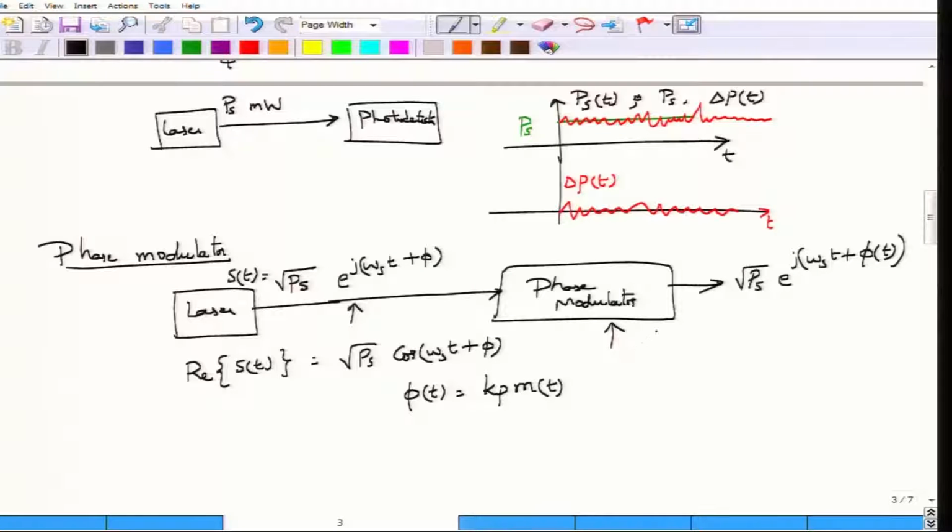So, this phase modulator takes in two inputs, one is the light input in the form of the laser light, and the other is the electrical signal in the form of a voltage, and that voltage signal, let us call this as m of t.